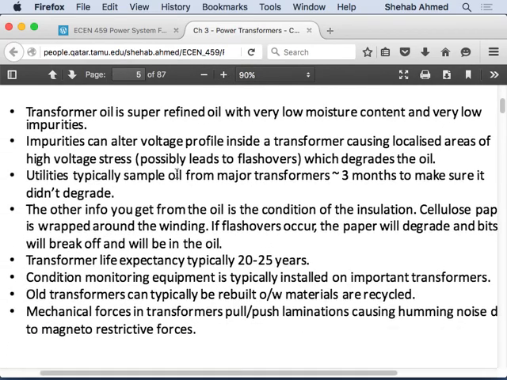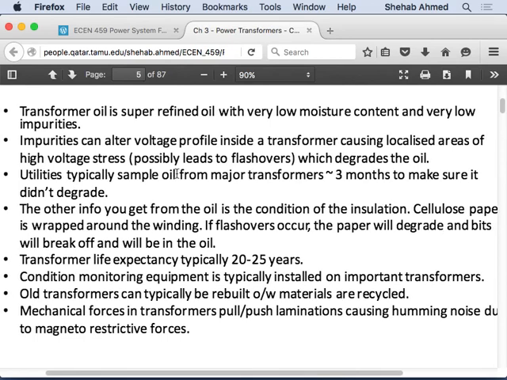Transformer oil is a very special oil, so it's a very super refined oil with very low moisture content. Moisture will actually ruin it. If you have any impurities in the oil, what did you do the oil for? The objective was to insulate, right? You put oil in there to insulate. If you have any impurities in there, then what happens is the breakdown voltage in these areas is less than the breakdown voltage of the oil.